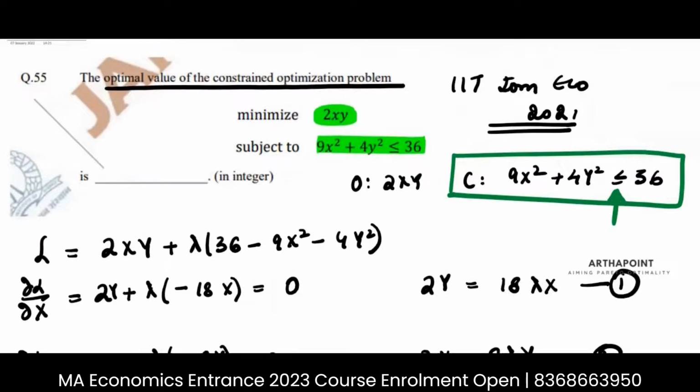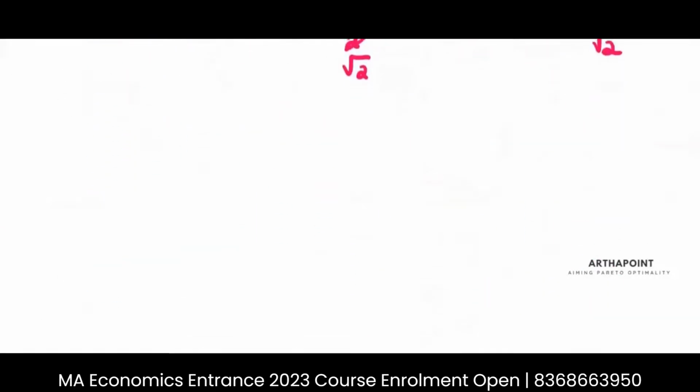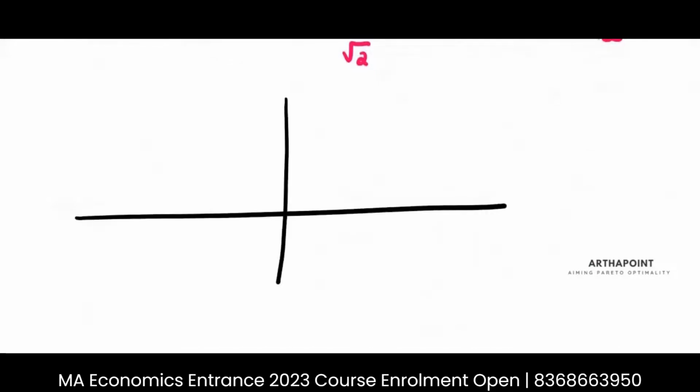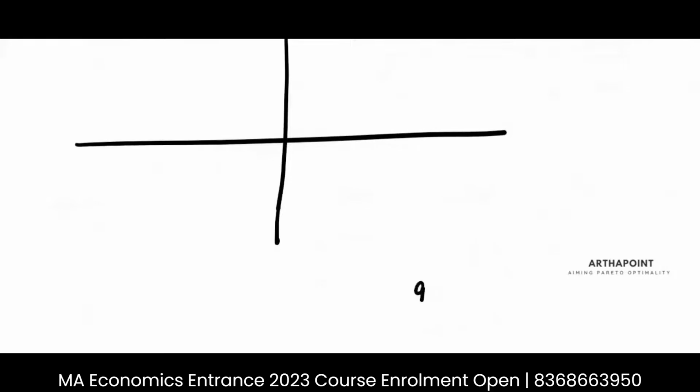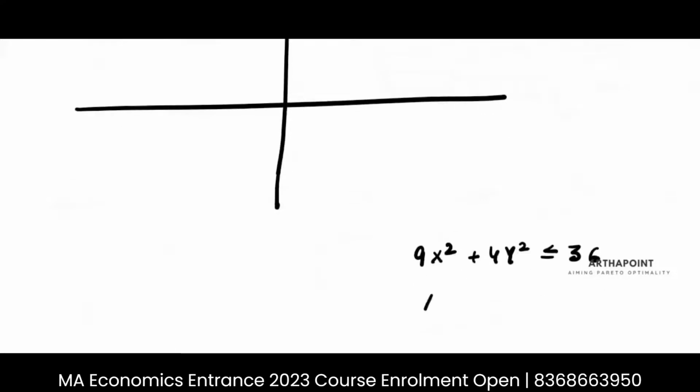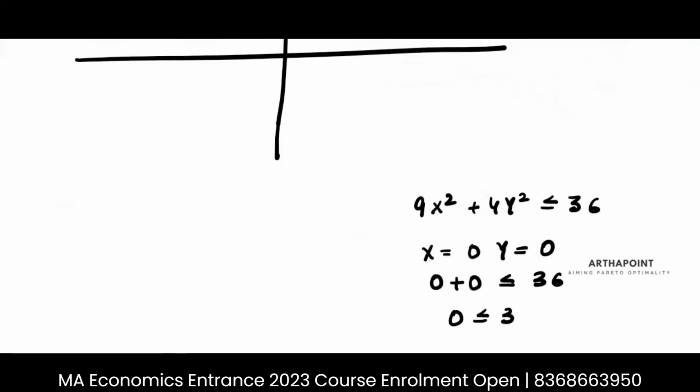Now, if you go back to the constraint, you will see that the constraint is not with equality, but with inequality. So I will go ahead and plot this once. We know that this is an equation of an ellipse because I am getting 9x squared plus 4y squared less than or equal to 36. So if I put x is equal to 0 and y is equal to 0, I will get 0 plus 0 less than or equal to 36, which means 0 is less than or equal to 36. This is true. So I will go ahead and shade the region towards the origin.